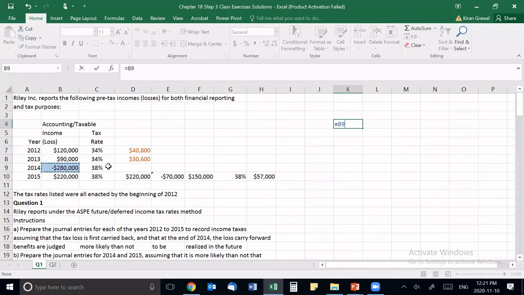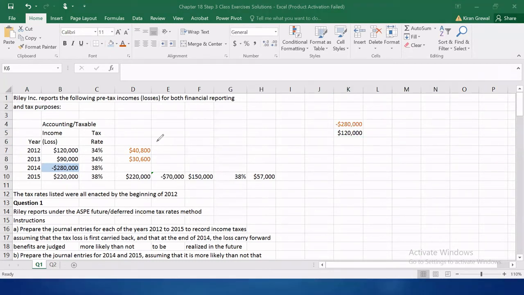So in 2014, we had a loss of 280. In 2012, we had income. So let's go back to the earliest year, 2012. Here we have income of 120,000. So we have enough. We have $280,000 of a loss. We can offset all of this income, which means we're going to say that that's 0. Okay. So if we offset all of that, it means that's 0, and that means we wouldn't have to pay this $40,800 that we have already paid.